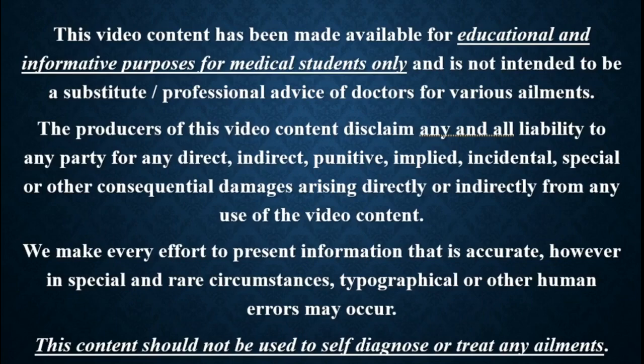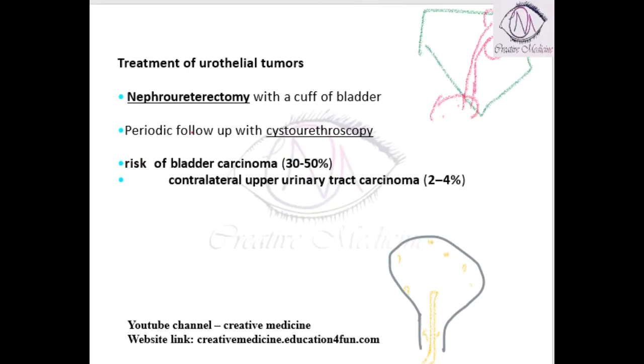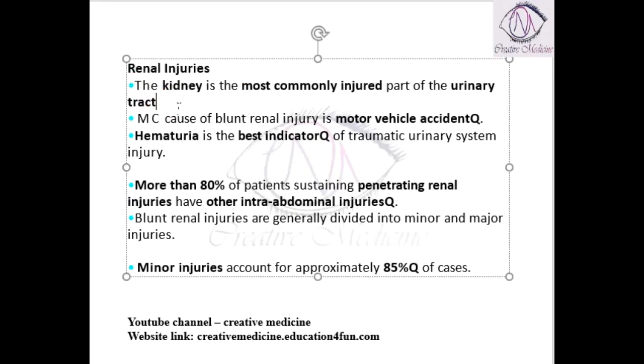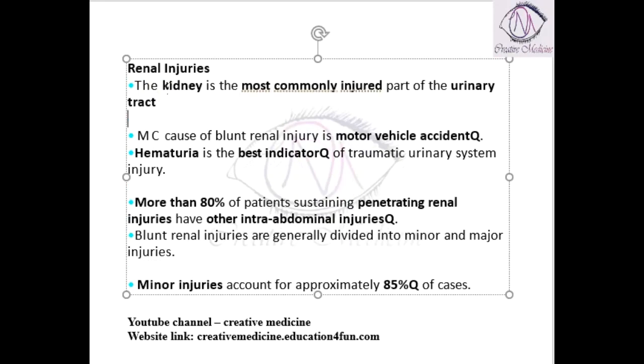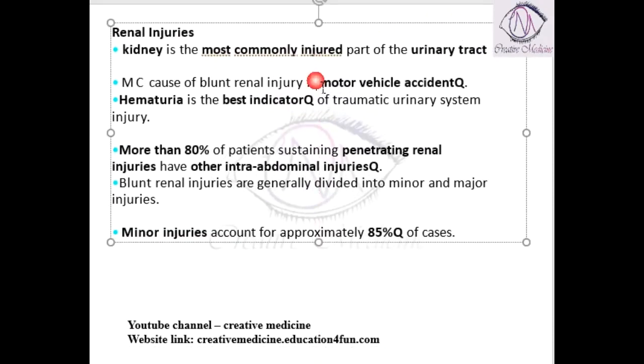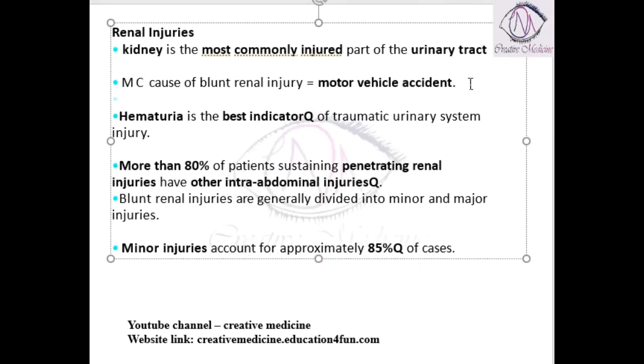In this lecture, we will learn about renal injuries. In renal injuries, the kidney is the most common organ to be injured in the urinary tract. What is the most common organ to be injured in the urinary tract? It is the kidney. The most common cause of blunt renal injury is the motor vehicle accident.